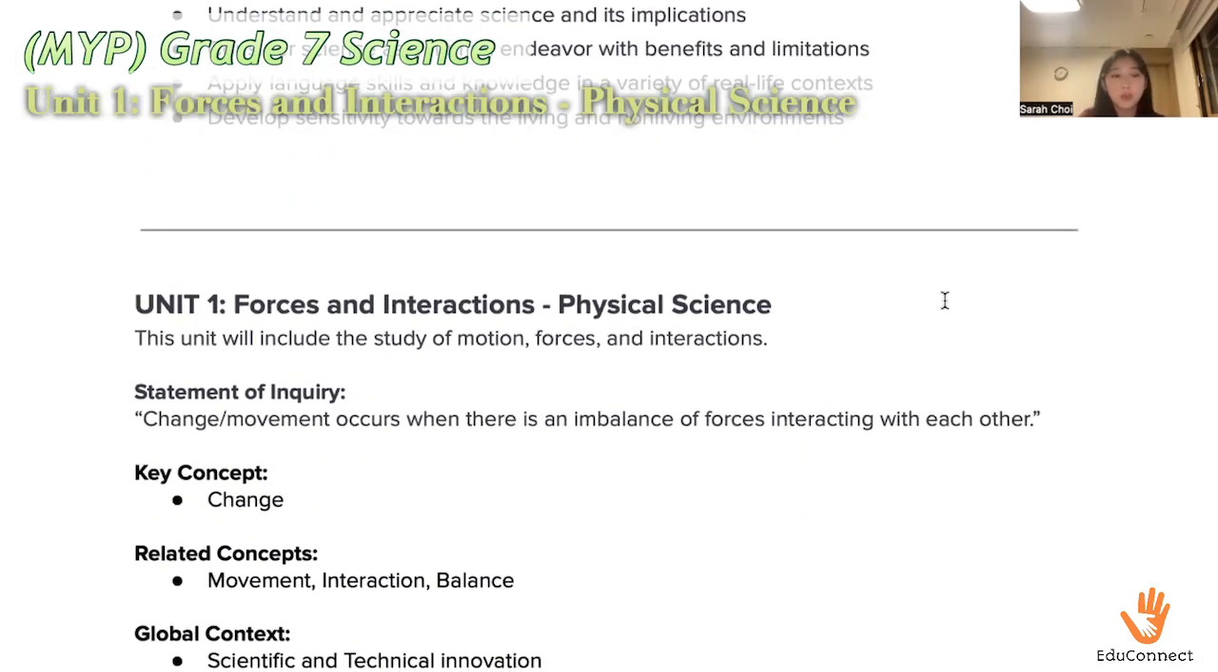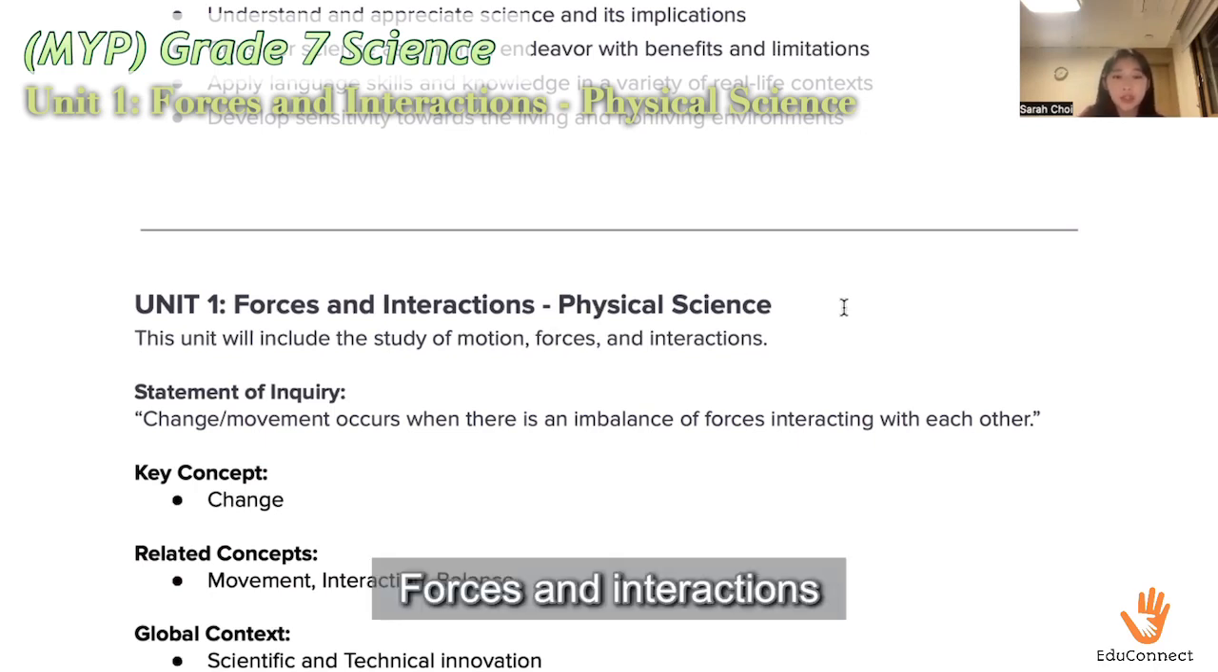So the first unit will be forces and interactions, related to physical science. So why would forces and interactions relate to physical science in the first place? Overall, forces and interactions are fundamental to the physical sciences because they provide the framework for understanding the behavior of matter and the workings of the universe, as well as the principles that underlie a variety of applications.